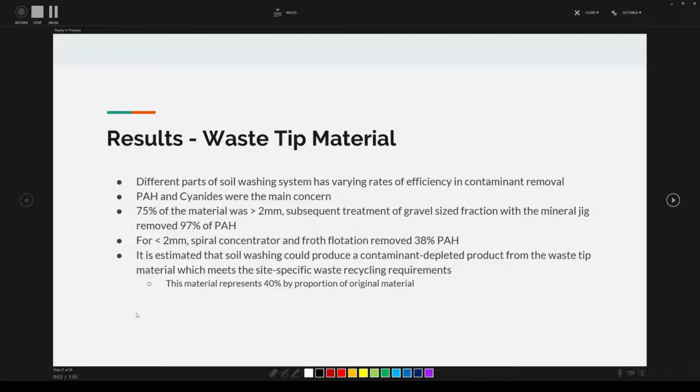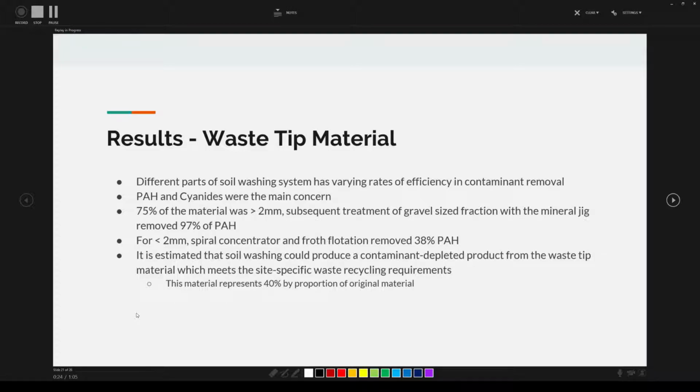Now we can start talking about the results of this trial. So for the waste tip material, we found that different parts of the soil washing system have varying rates of efficiency in contaminant removal. For the waste material, PAHs and cyanides were the main constituents of concern.